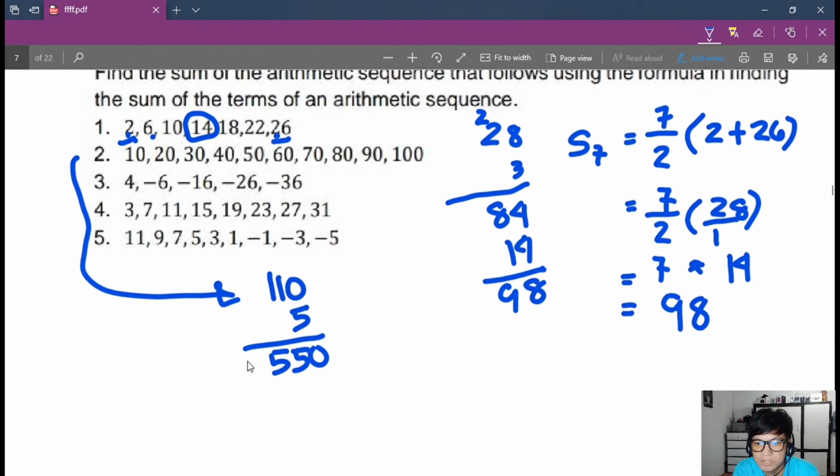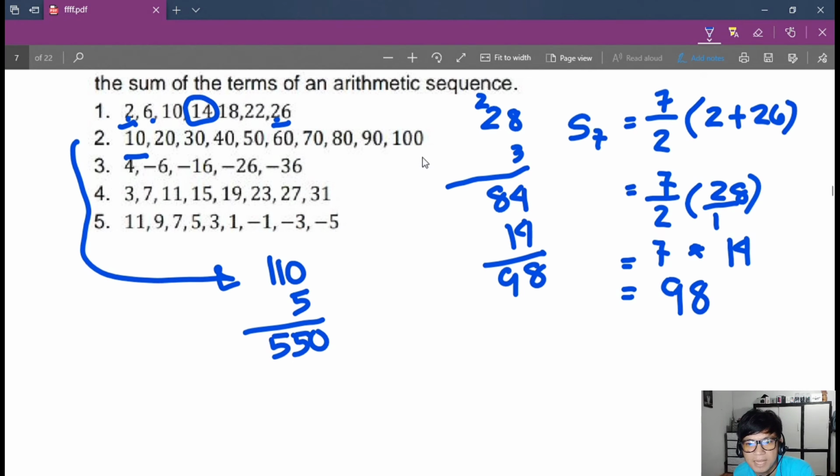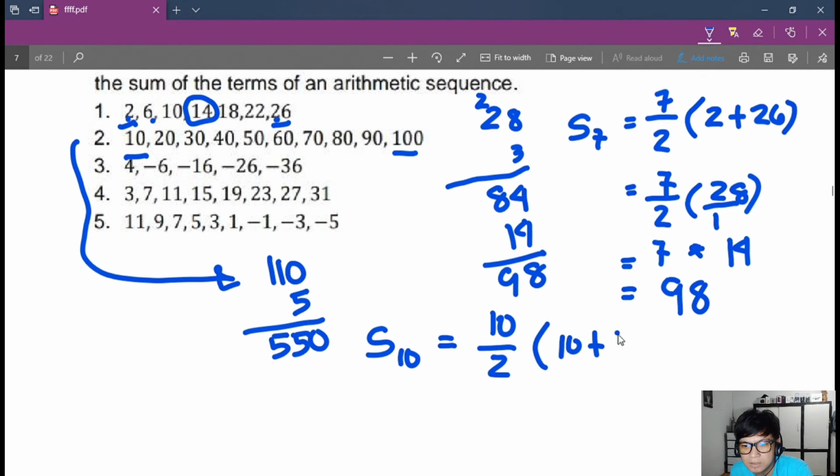Kung gusto nyo i-double check using the formula, may first term man siya and may last term. So that is the sum of 10 terms. The sum of first 10 terms is equal to 10 over 2 times 10 plus 100. So 10 divided by 2, pwede na yung siya divide. So 5 times 110. So ito din. The answer is 550.